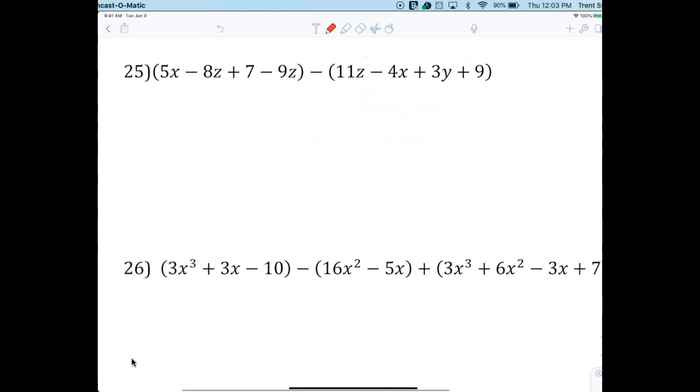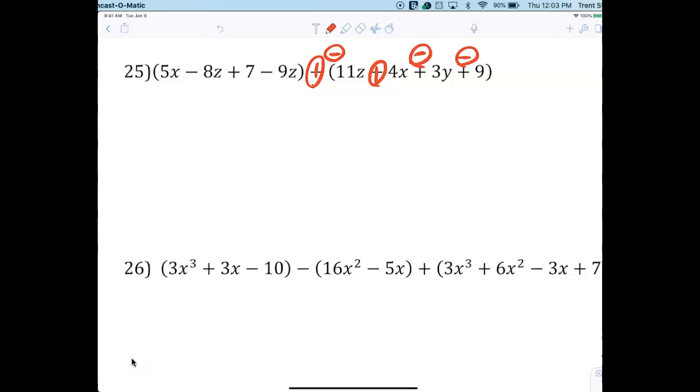All right, here we go. Mia, walk me through this now. I know you know the alphabet. First, what do I have to do? First, we have to do the x's. Oh, well, first we do the negative. So negative 11z, positive 4x, negative 3y, and negative 9. All right, come on, please.